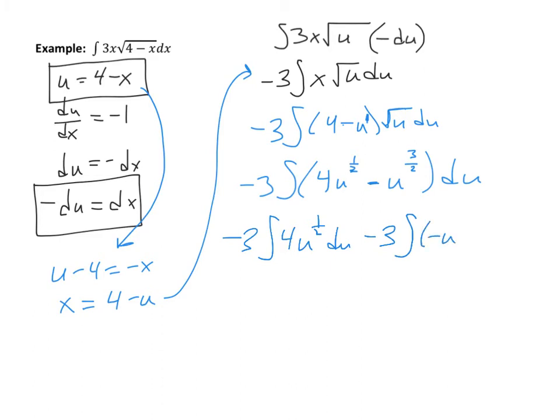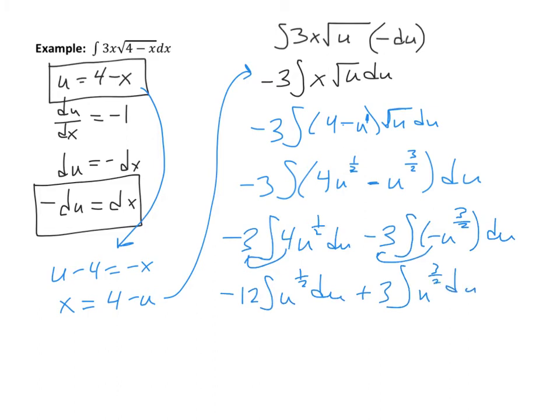So maybe we do this. Maybe we even leave that negative in there. And now when I do my constant multiple rule, I'll sort of bring those things out. So this is negative 12 u to the 1/2 du plus 3 integral u to the 3/2 du. And now finally, these things are in their nice, simple, easy forms, and I can do those integrals. Negative 12 u to the 3/2 times the reciprocal plus 3 u to the 5/2 times its reciprocal plus c.